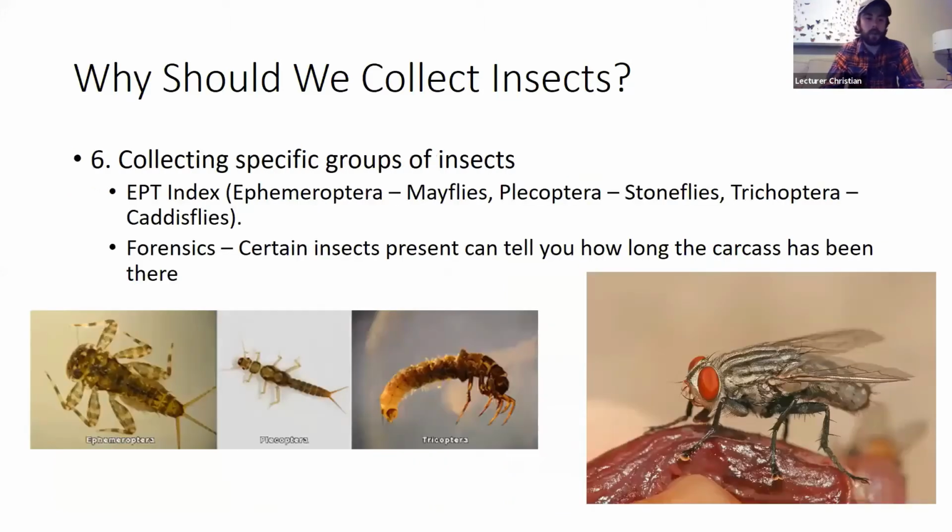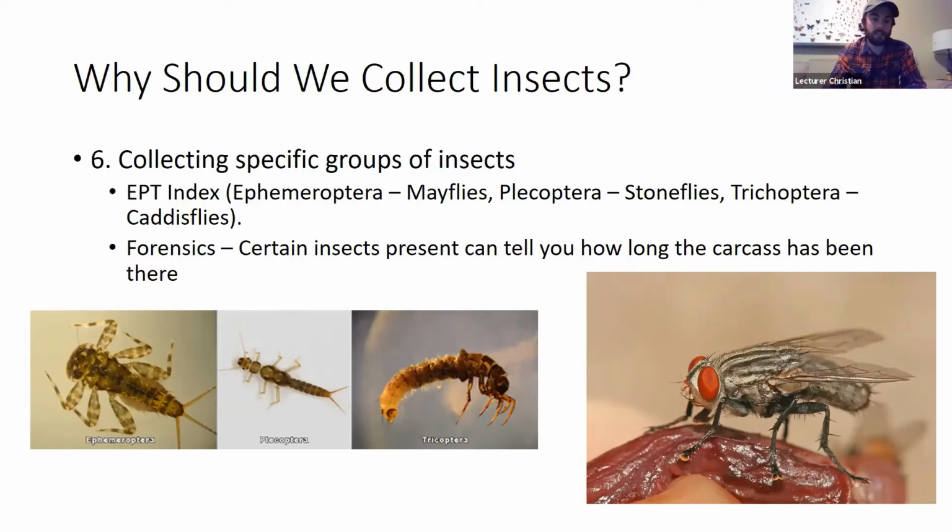So sometimes we also collect only certain groups of insects. One example of this is the EPT index, which stands for Ephemeroptera, Plecoptera, and Trichoptera, which are your mayflies, stoneflies, and caddisflies. So basically, this EPT index is a bunch of stream-dwelling insect larvae. These insects are not tolerant to water pollution. So basically, by observing the larvae present in the body of water, it can tell you how clean the water is, if it's safe to drink.